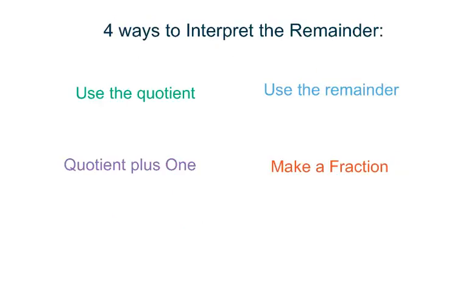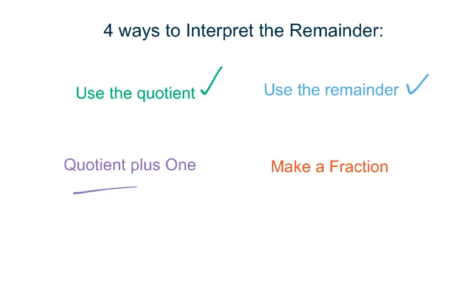Now there are four ways to interpret the remainder. Use the quotient, which we talked about last lesson. Use the remainder, we also talked about last lesson. Using the quotient is in a problem like how many full rides will they go on the roller coaster? Or how many whole slices of pizza will each child get? Use the remainder, we'd say, what's left over? After everything was separated out, how many cookies are left over? How many baseball cards are left over? So the remainder is the leftover pieces.